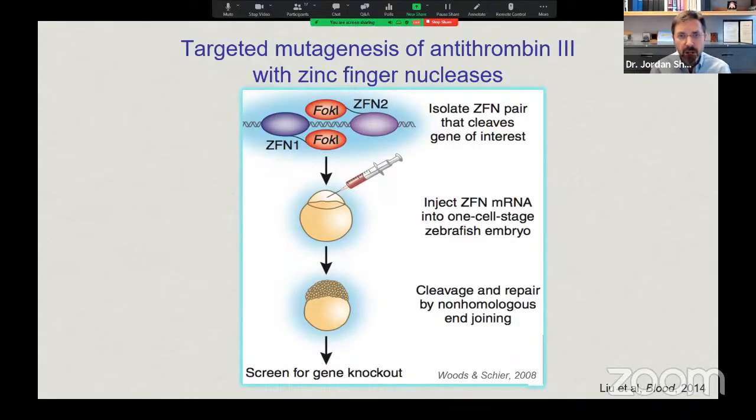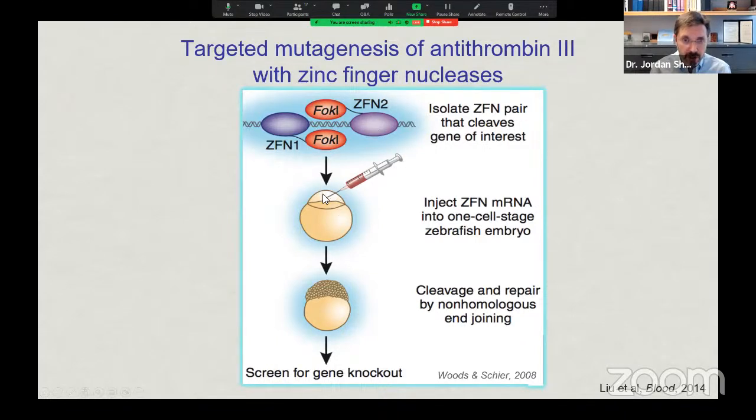So how does this work? How do we use it in animals? I'm showing you for a zebrafish. This is how it's done for mice. What we do is we take the genome editing reagents that might be zinc finger nucleases, as shown here. We did this for antithrombin about 10 years ago. Now we solely use CRISPR.